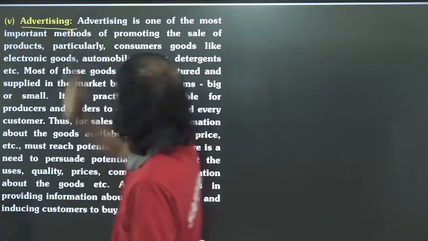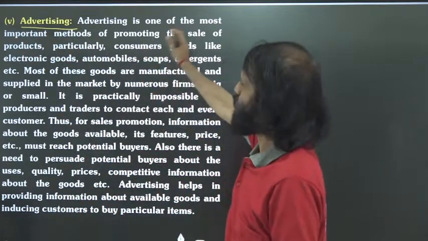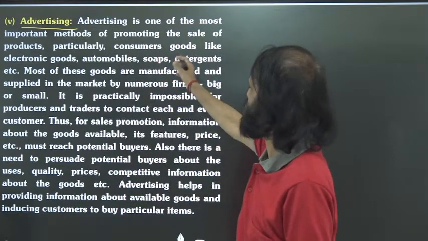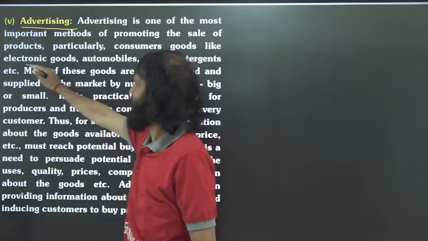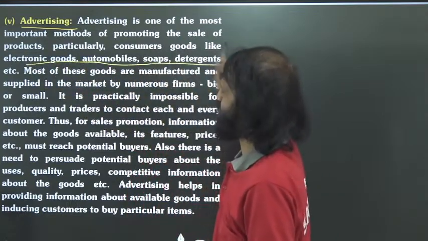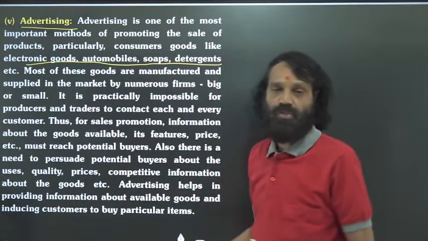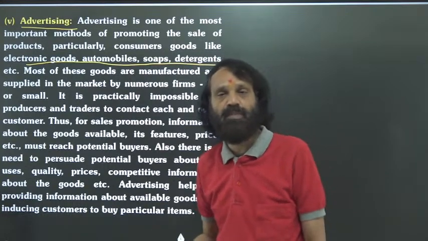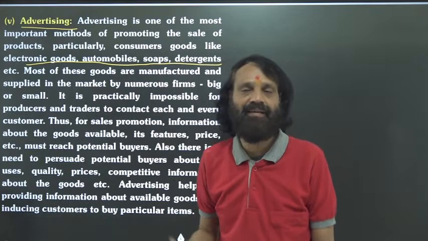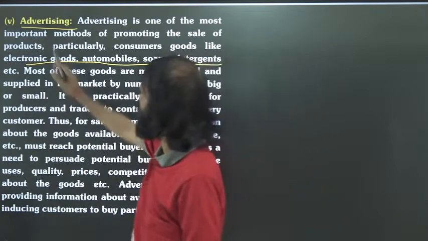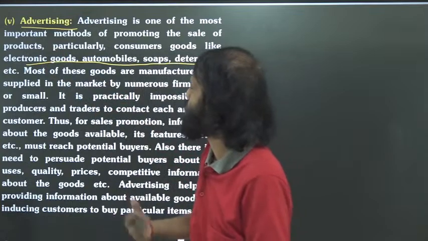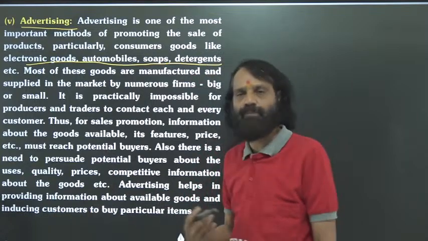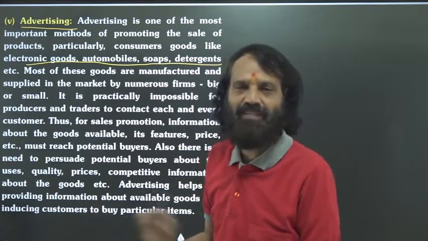trade and commerce, that is advertising. Advertising is one of the most important methods of promoting the sale of products, particularly consumer goods like electronic goods, then automobiles, soaps, detergents, etc. So of course on TV you see a lot of advertisements, repeatedly they are repeating advertisements. The products, particularly when a new product is launching in the market, electronic goods advertisement is there, Samsung, Nokia, all those mobile advertisements are there.